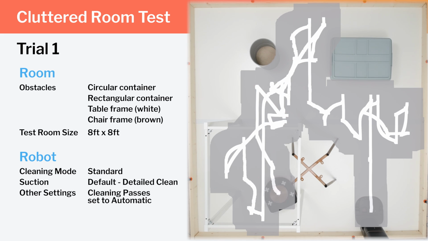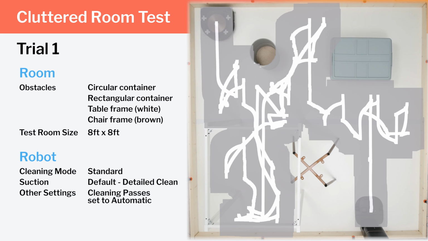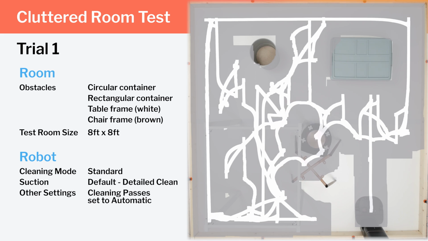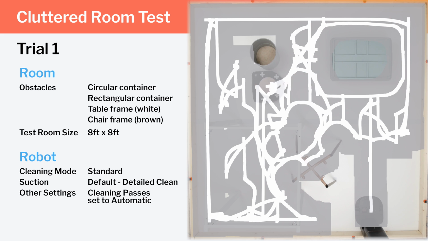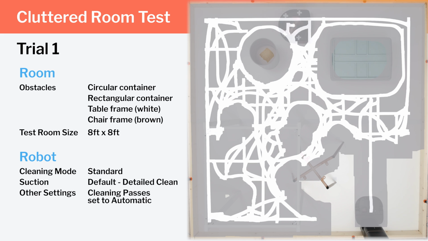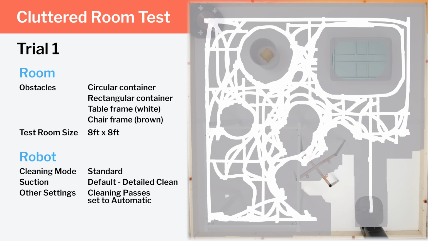In this first trial, in which it first maps the room, it bumps around certain obstacles much more than most other high-end mapping robots we tested. Note how it moves this circular container as it moves around it, and moves the chair frame considerably throughout the test. It still gets reasonably good coverage though in this test, once again outside of the areas immediately surrounding the clean base.